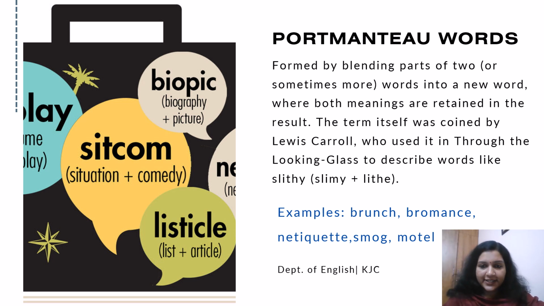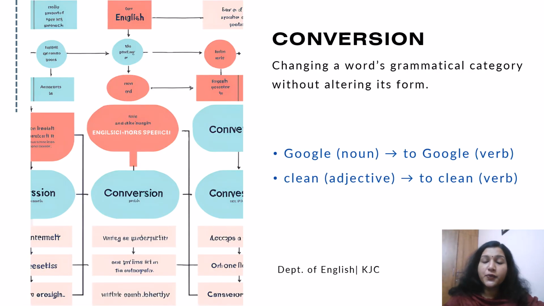Moving on to the next method, which is conversion. In conversion, what we actually do is we retain the spelling, everything, but we change the parts of speech. Say, for example, Google. We all know the word Google as a company, or Google as a noun, but we can even convert that as a verb. Google this particular idea. There we are using it as a verb.